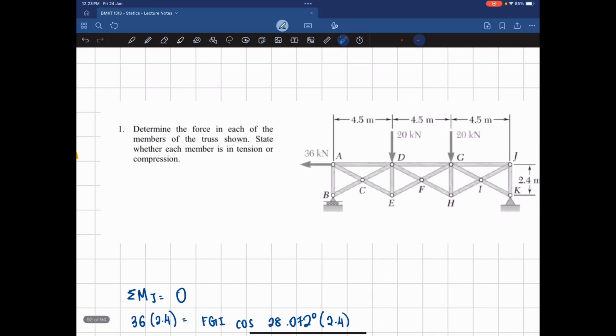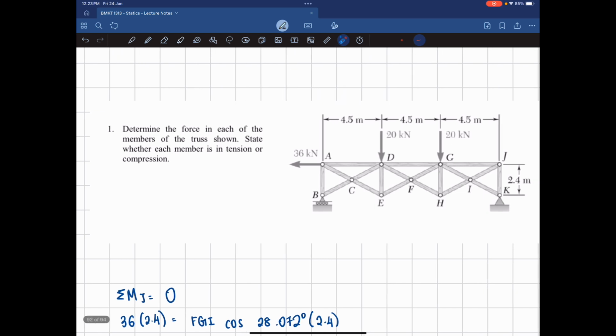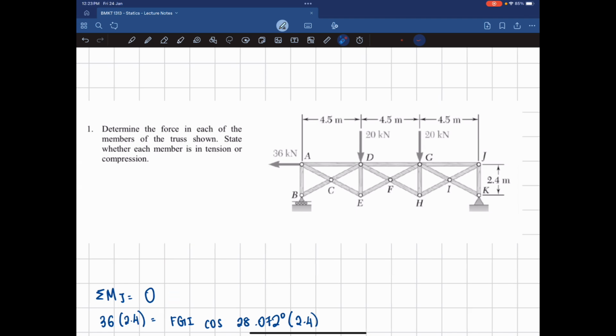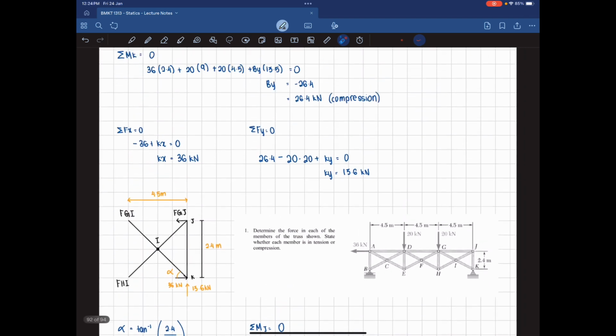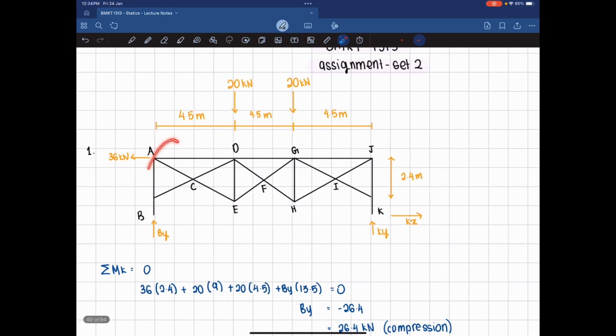So for Set 2, this is the first question. Determine the force in each of the members of the truss shown. State whether each member is in tension or compression. So the first thing we need to do is, as usual, draw the free body diagram. So this is the free body diagram, and then we will label all the forces given from the question.